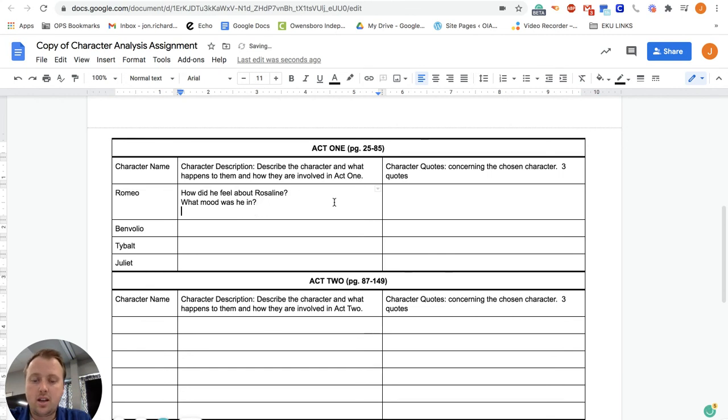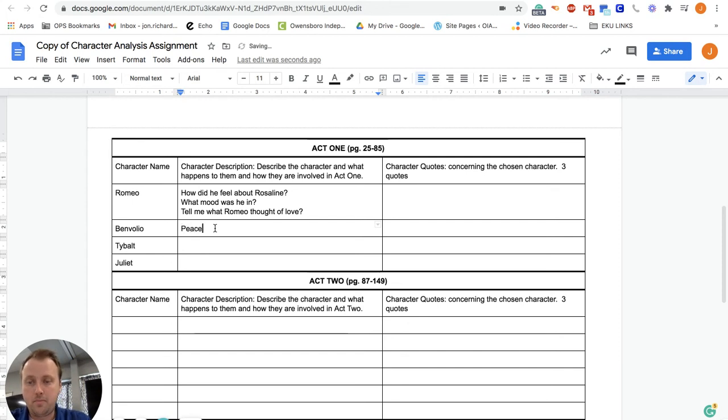And then finally, tell me what Romeo thought of love. So really focus on how he felt about Rosalind, what his mood was, and what Romeo thought about love in Act 1. Obviously he was heartbroken by Rosalind. He was sad because of that. And then he thought that love was almost this terrible thing that tore you apart and never really gave you a chance in Act 1. So explain that, okay?